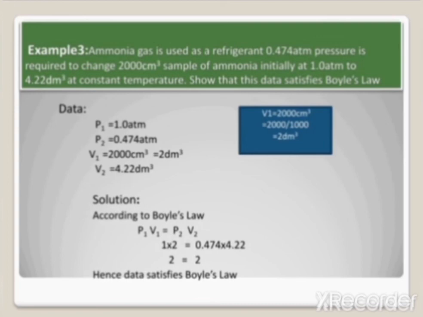We are going to multiply the initial pressure and volume, 1 multiplied by 2, and get the answer 2. Similarly, if we multiply the final pressure and volume, that is 0.474 multiplied by 4.22, again we get the same answer, that is 2. Since both the values are same, therefore the data satisfies Boyle's law.